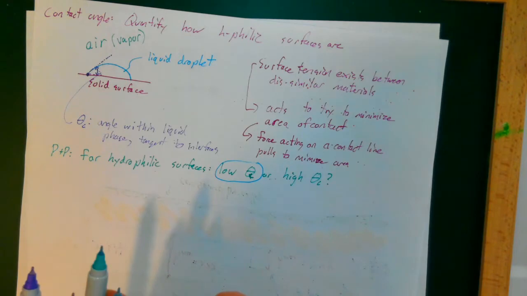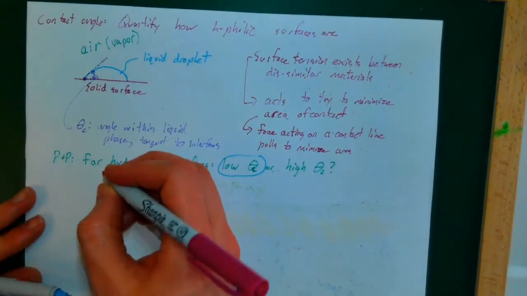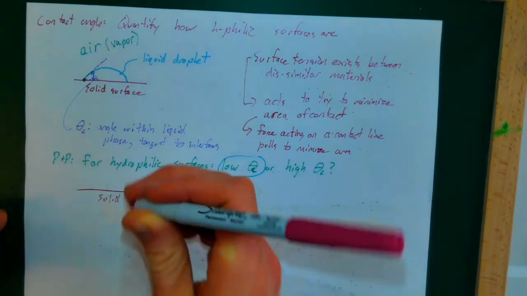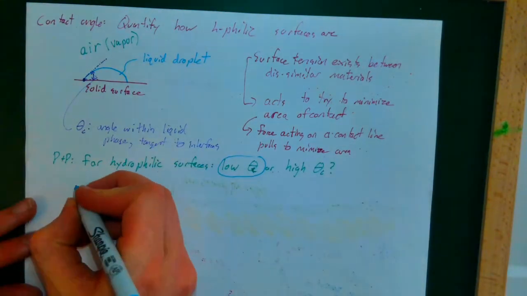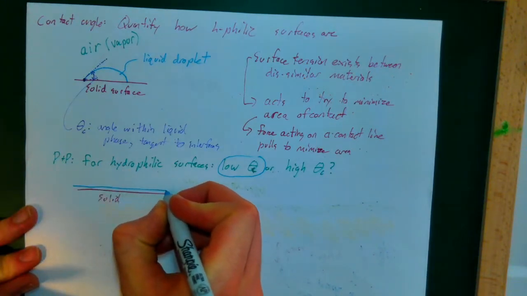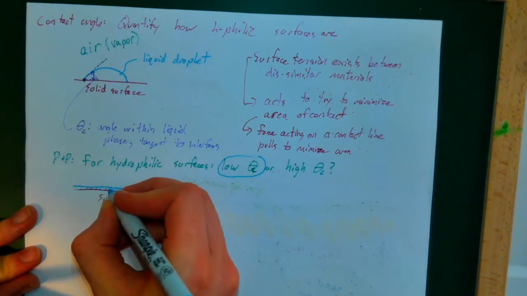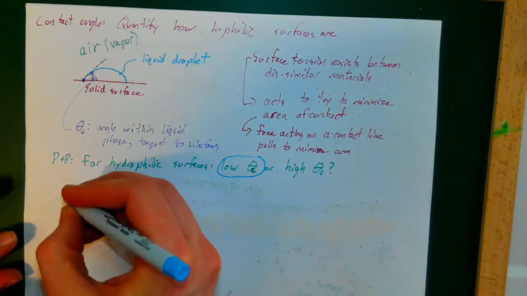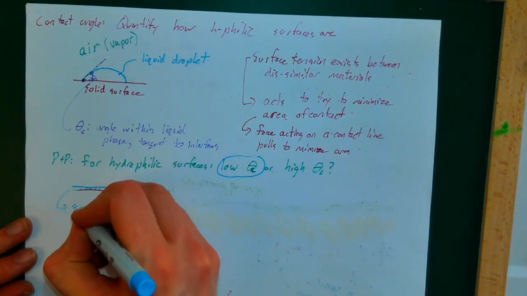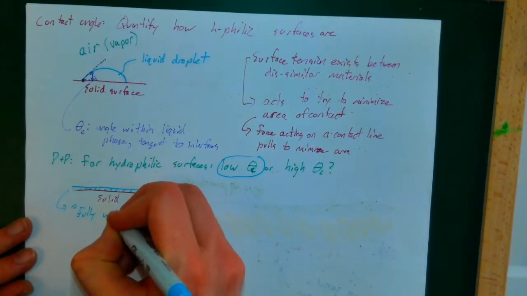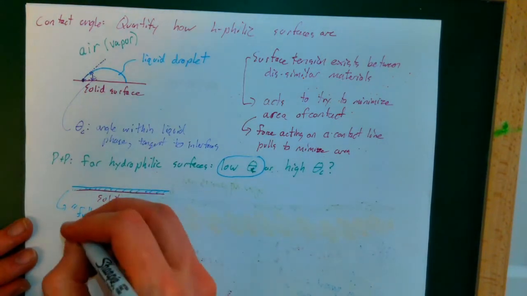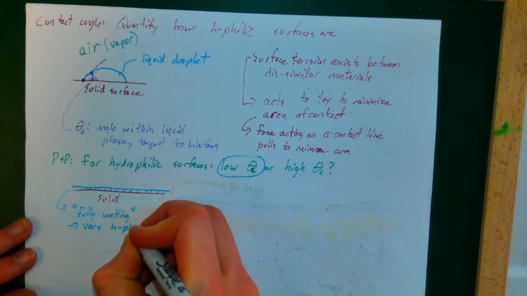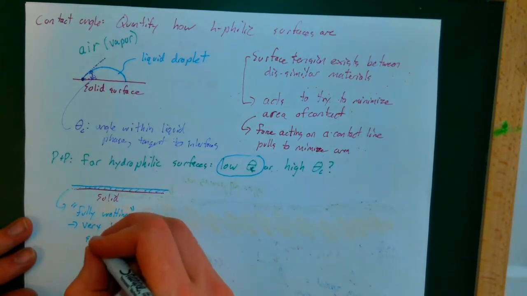So if you look at very hydrophilic substances, you can actually have the liquid sort of touch down and spread fully out. So this phenomenon is called fully wetting. And this basically occurs for very hydrophilic solid surfaces.